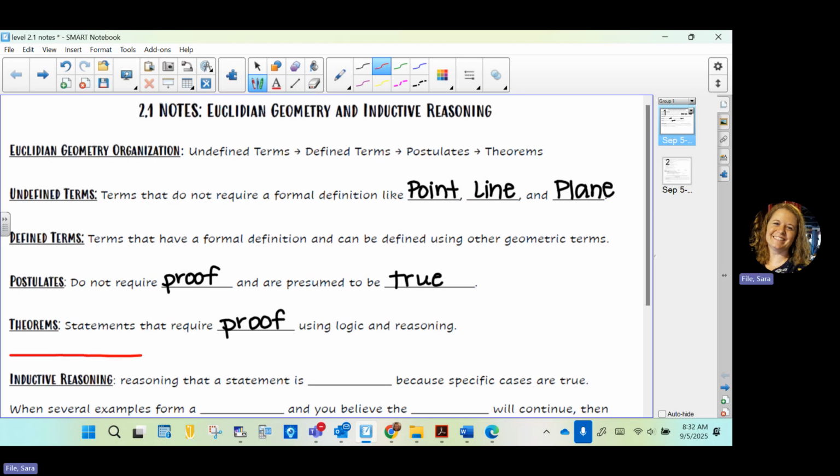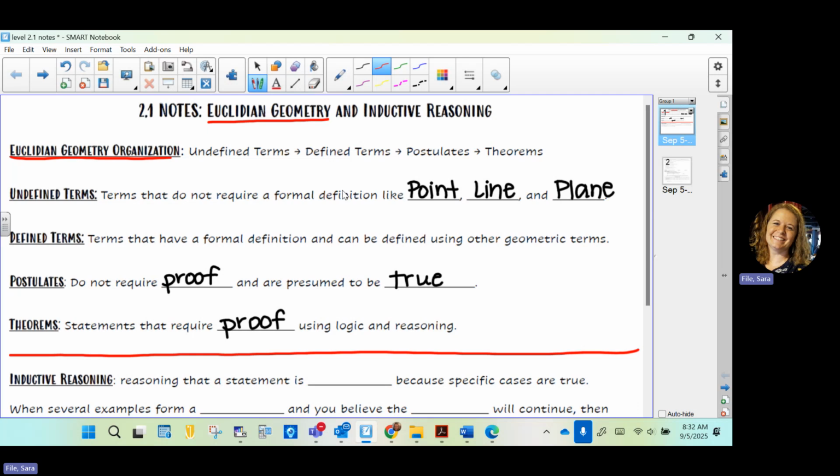So all that right there above that red line, that's everything about Euclidean geometry that you need to know. You will be asked what these things are. You need to understand what is a postulate, what is a theorem. You need to know the organization of Euclidean geometry, the order of undefined terms, defined terms, postulates, and then theorems, and the difference between postulate and theorem. Everybody good with that?